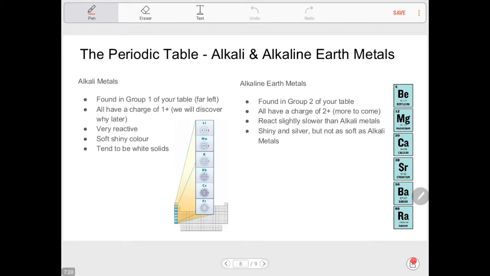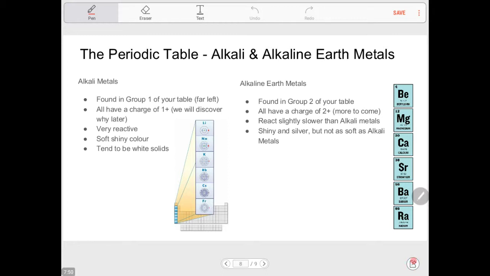There are 4 specific groups I would like you to know. All the way to the left, those are your alkali metals, lithium, sodium, potassium, and so on. So they are alkali metals. Yes, you have to know this. They're all the way on the left of your table. They all have a charge of +1. We will discover why. It does have to do with this 288 rule. They are very reactive. Soft, shiny color, tend to be white solids.